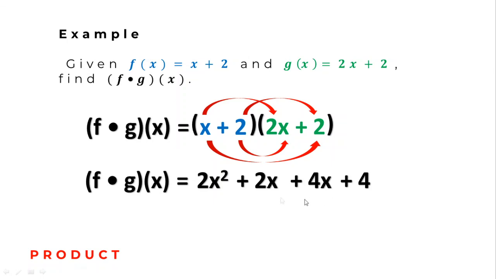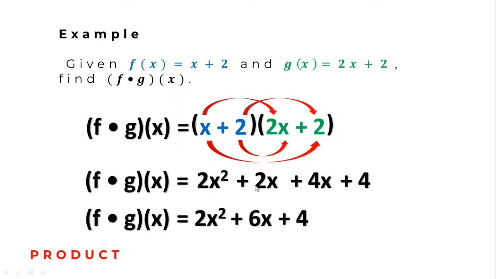So, makita natin na magkakasama yung like terms. Ang like terms dyan is 2x saka yung 4x. And then, we're going to add 2x squared plus itong 2x plus 4x maging 6x. And then, copy lang natin yung 4. So, our answer is 2x squared plus 6x plus 4.